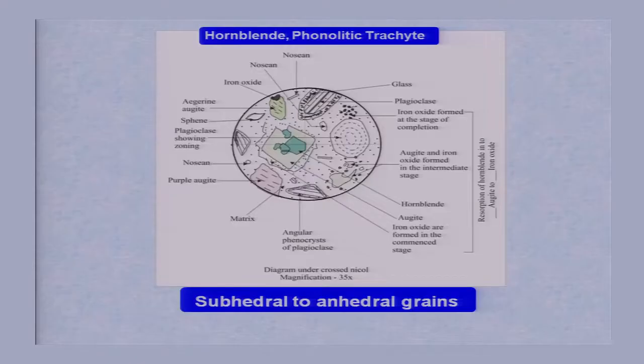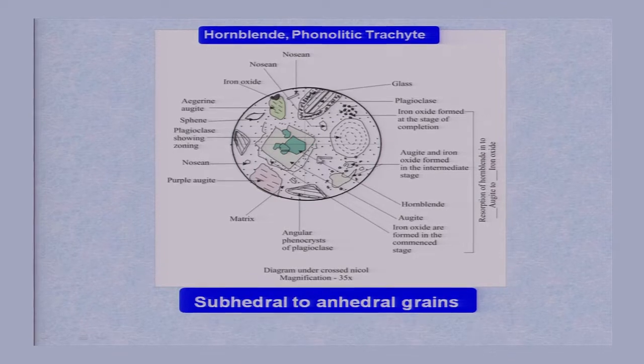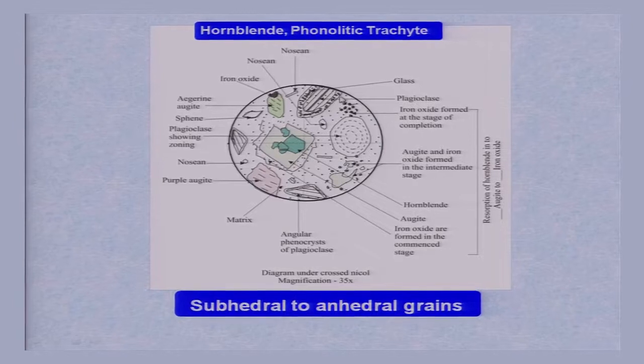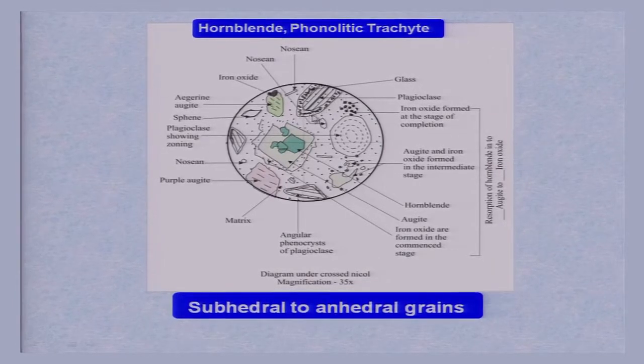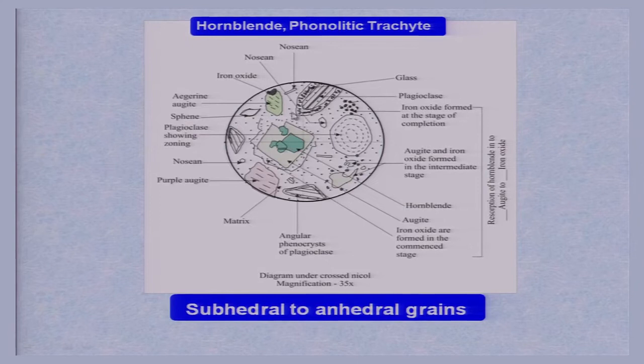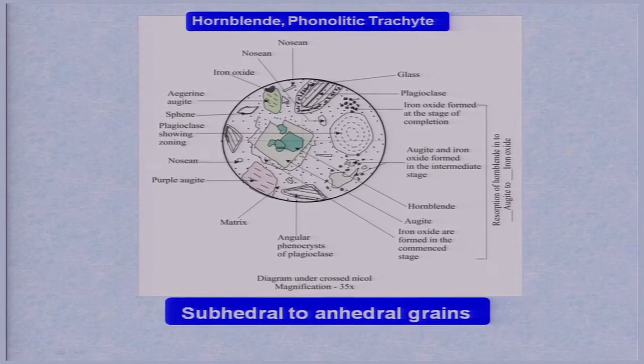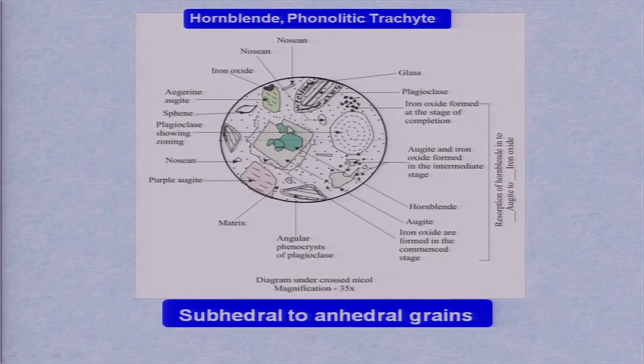I am citing another example of hornblende phonolite. Phonolite I have also shown you, but this is slightly different. Hornblende phonolitic trachyte. Trachyte showing subhedral to anhedral grains. Some of the grains have developed very well crystal boundaries here. See, these faces are developed, but at the same time other crystal faces are anhedral in shape. Phonolitic trachyte is one of the best examples of this kind of texture.